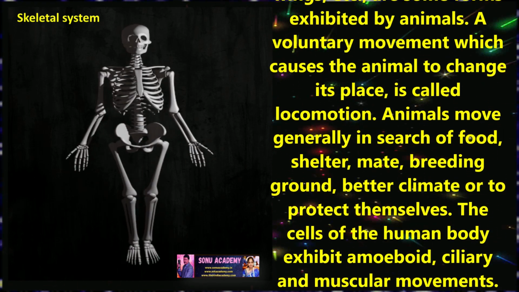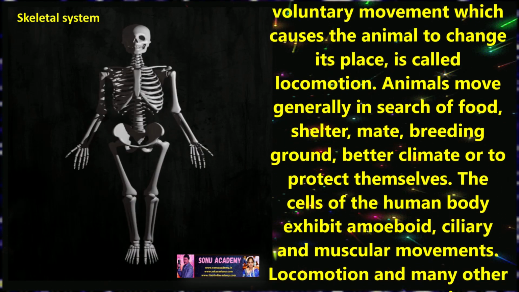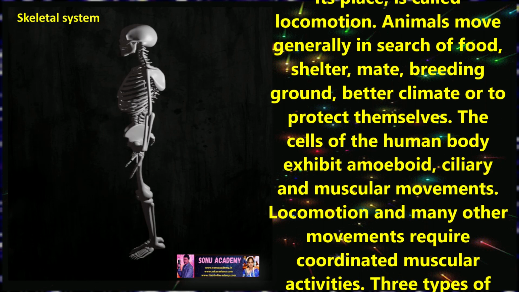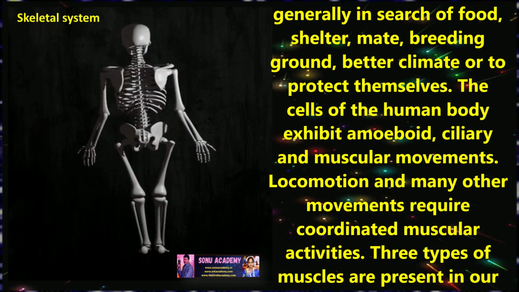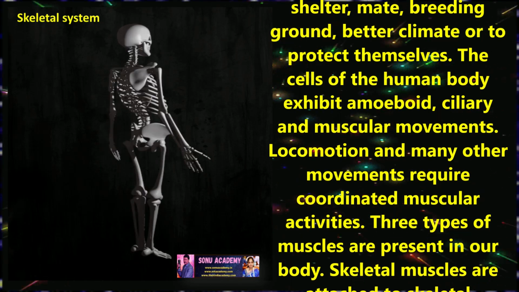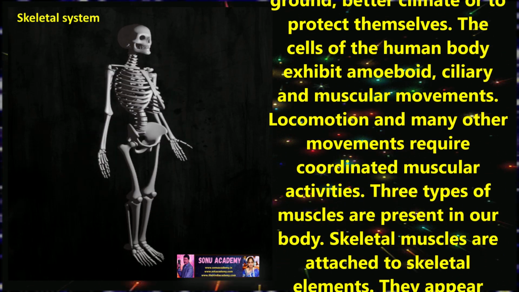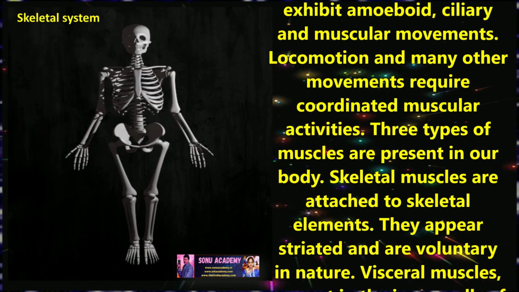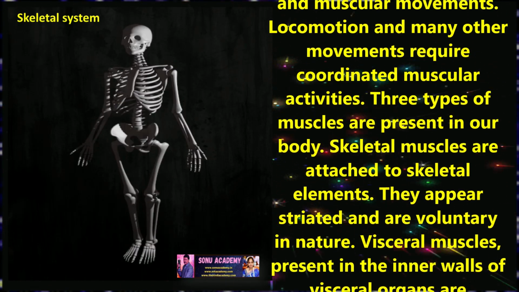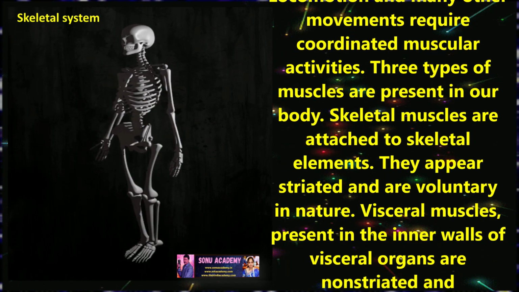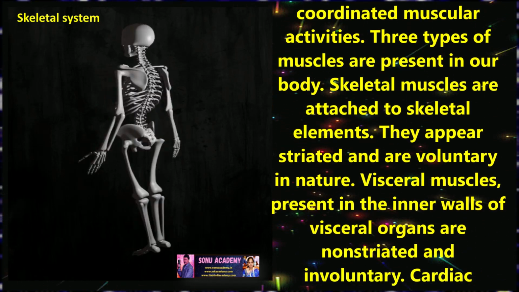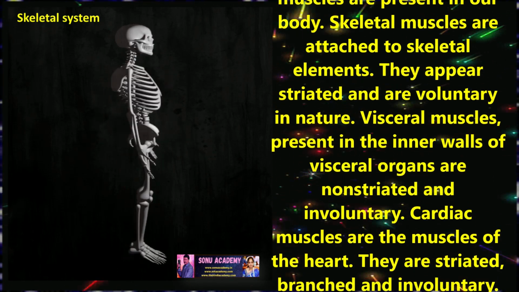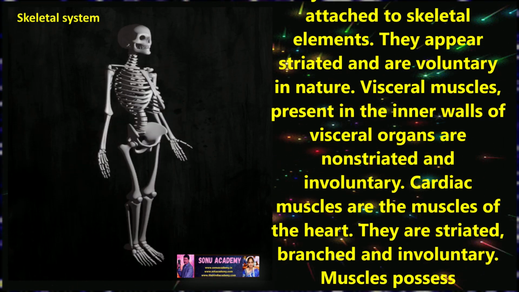The cells of the human body exhibit amoeboid, ciliary and muscular movements. Locomotion and many other movements require coordinated muscular activities. Three types of muscles are present in our body. Skeletal muscles are attached to skeletal elements. They appear striated and voluntary in nature. Visceral muscles present in the inner wall of visceral organs are non-striated and involuntary. Cardiac muscles are the muscles of the heart. They are striated, branched, and involuntary.